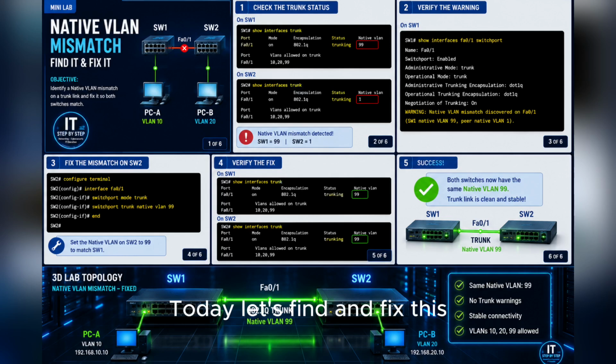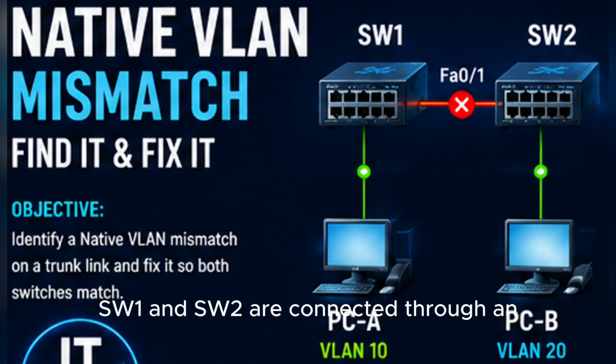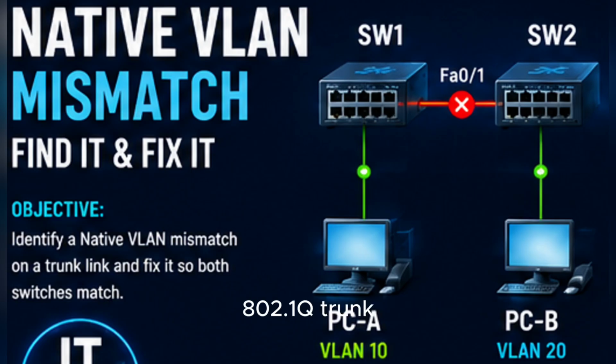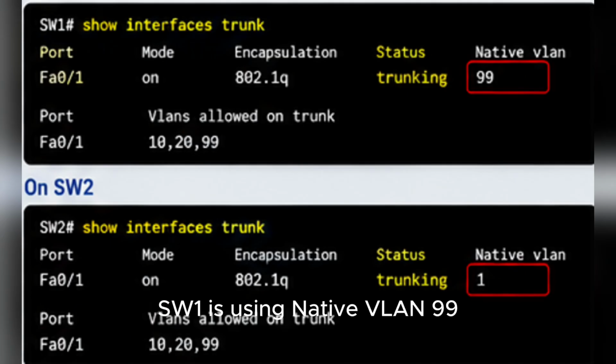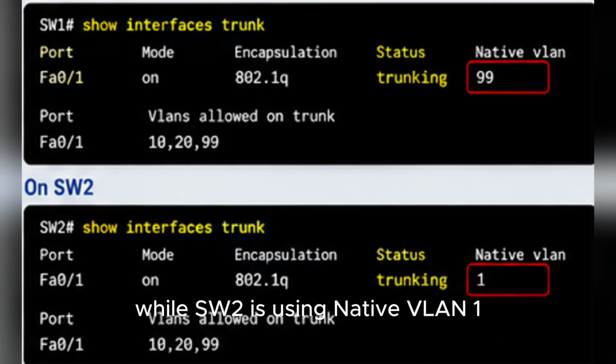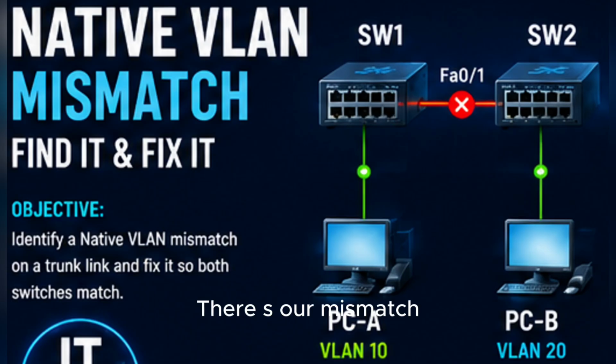Today, let's find and fix this native VLAN mismatch. SW1 and SW2 are connected through an 802.1Q trunk, but something is wrong. Start with show interfaces trunk. SW1 is using native VLAN 99, while SW2 is using native VLAN 1. There's our mismatch.